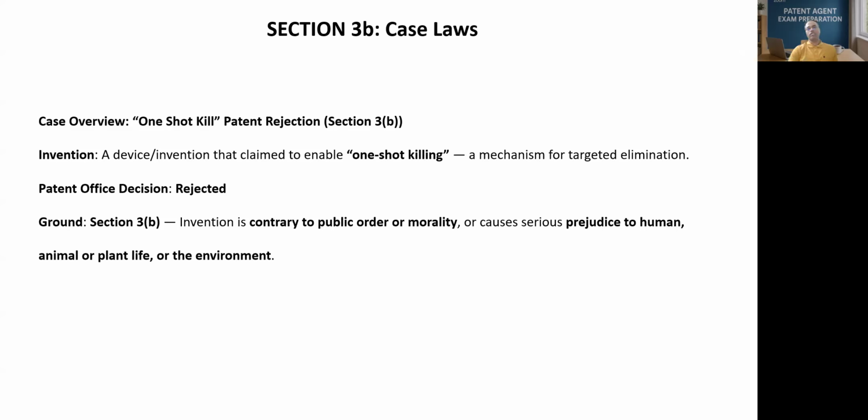So this will be rejected, right? So the ground will be contrary to public order or morality. And it causes serious prejudice to human, animal, plant life or environment also. अगर environment को भी खराब करता है तो भी patentable नहीं होता. Okay, let's discuss this one.